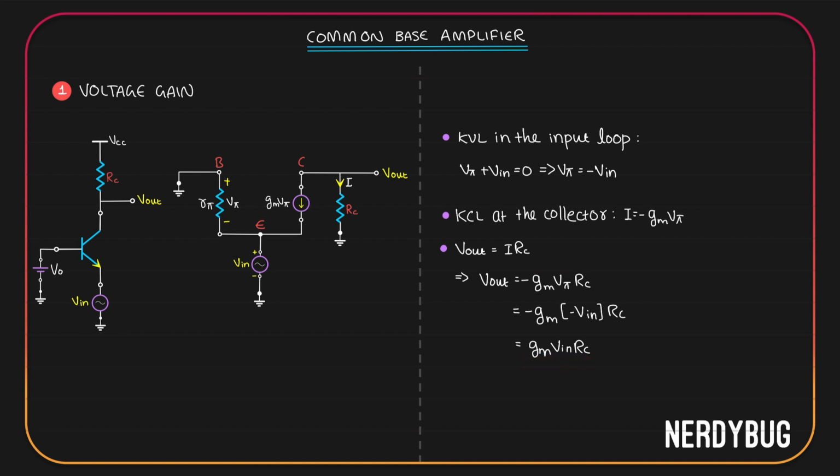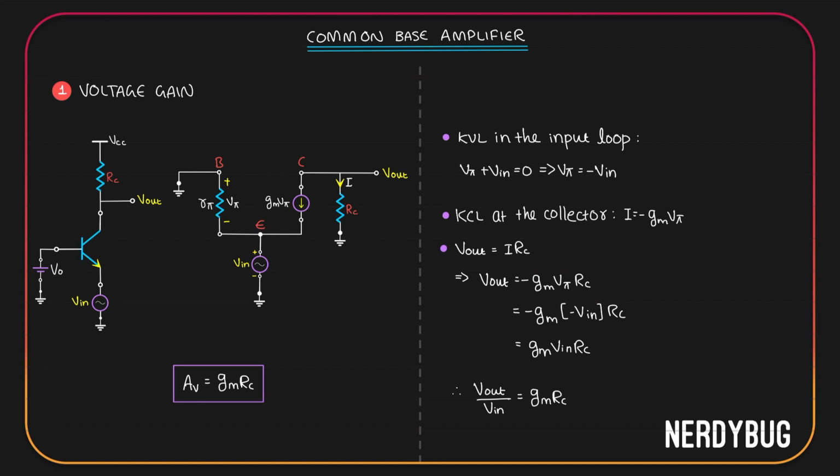What we want is the voltage gain, which is V output divided by V input. From this equation, we can easily write it. It is gm RC. The voltage gain is gm RC. This is exactly the same as the common emitter amplifier, except it is positive. In common emitter amplifier, the gain was negative gm RC. Now we have positive gm RC.